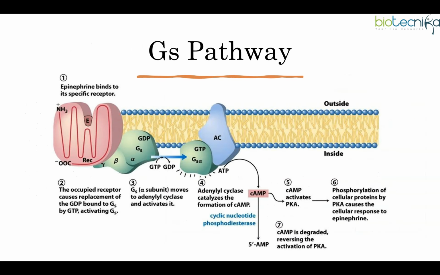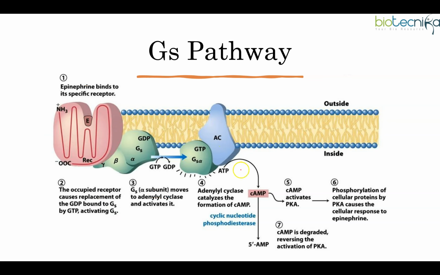So what is the G stimulatory pathway? As I said, it will be activating the adenylate cyclase. Now you can see this is a receptor where the hormone has come and bound. Glucagon can also bind. Epinephrine is also another example. The occupied receptor causes replacement of the GDP bound to G stimulatory by GTP, thus activating the G stimulatory. Okay, so the alpha subunit moves to adenylate cyclase and activates it.